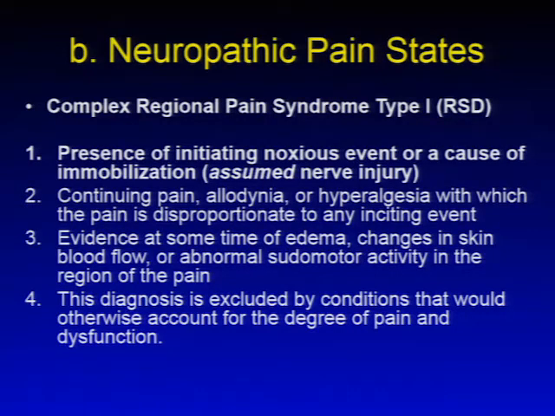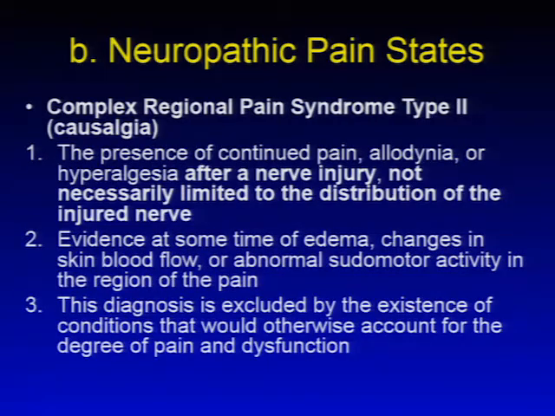Type 1 is also characterized by continuing pain, allodynia, or hyperalgesia with which the pain is disproportionate, evidence at some time of edema, changes in skin blood flow, or abnormal pseudomotor activity, and finally, please be sure that this diagnosis has excluded the presence of other diseases that could otherwise account for this pain and dysfunction.